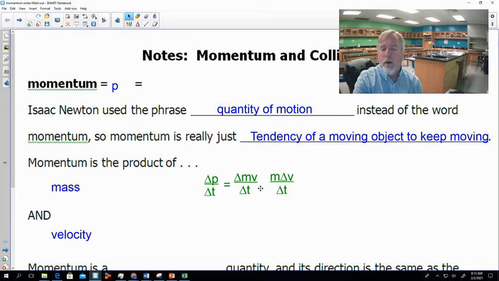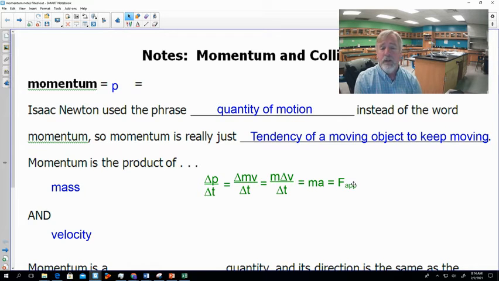Well, we already know what delta change in velocity over change in time is. We call that acceleration. Right? So m delta v over delta t gives you ma. Right? And then Newton's second law tells us that ma is equal to our applied force.